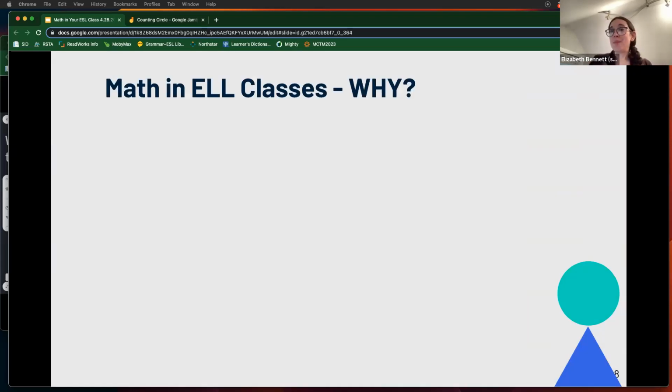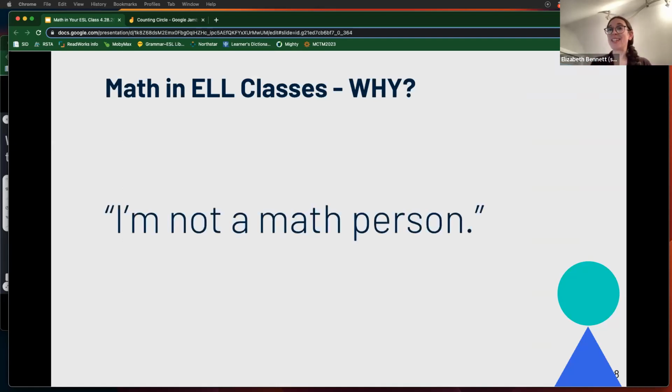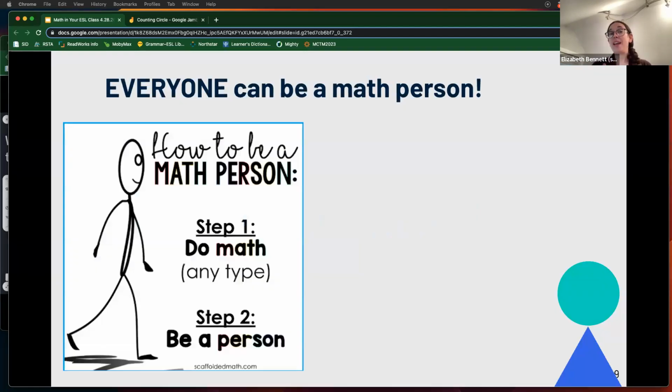Another common objection or sticking point, and someone pointed this out in the chat too, is that teachers themselves feel like, I'm just not a math person. And yeah, that can be a big challenge as ESL teachers. Maybe we don't have a background in math instruction, and so it can feel really intimidating. I would like to challenge that a little bit and encourage you to think that really everyone can be a math person. Do math, any kind of math, and be a person. You are therefore a math person.